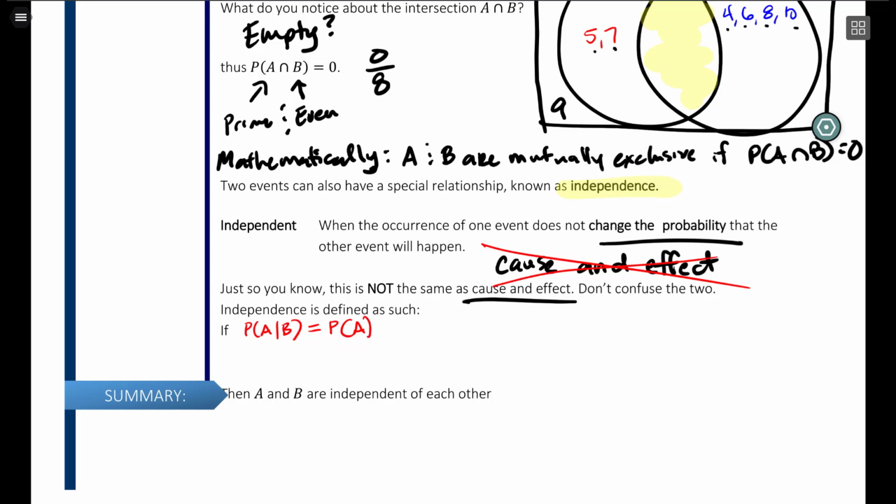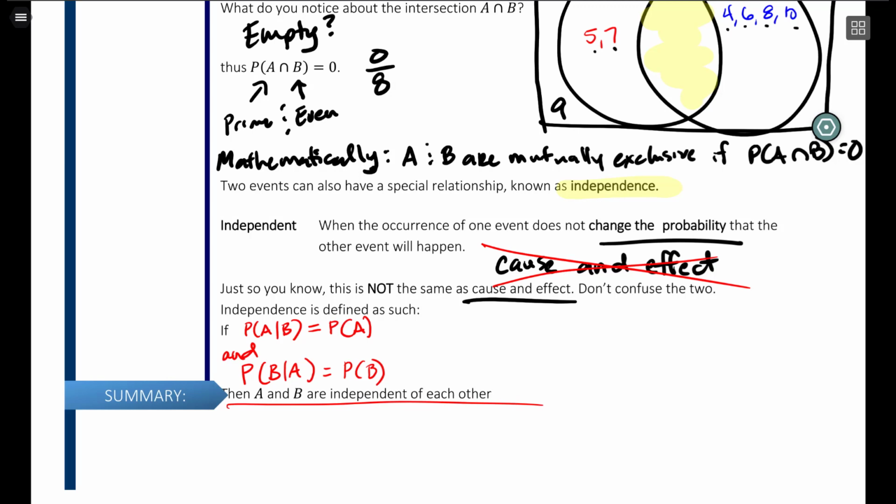But on the flip side, you also have to flip it around and say that the probability of B given A is equal to the probability of B. So changing the order is a requirement for independence as well. If not only P of A given B is equal to P of A, but also P of B given A is equal to P of B, then A and B are independent of each other.